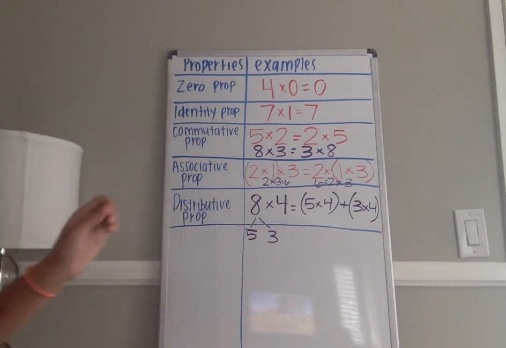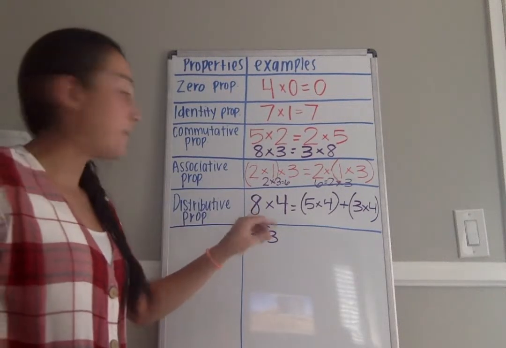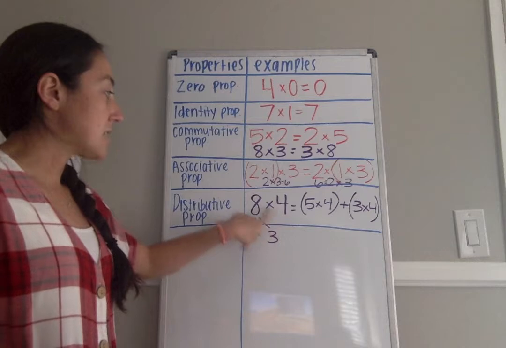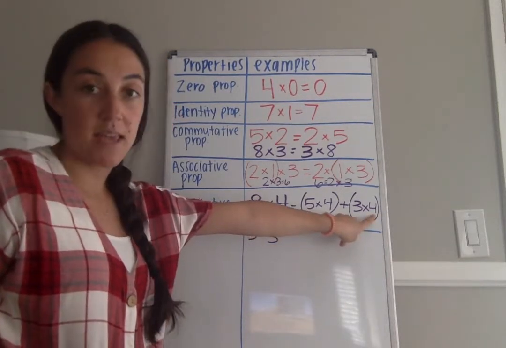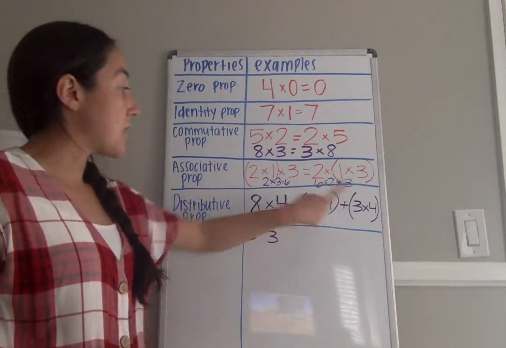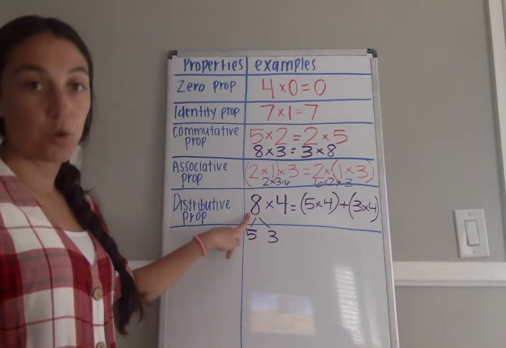So one number in the distributive property always has to stay the same, and it's normally the smaller number. So in this case, 4 was the smaller number out of 8 and 4, so I kept that number the same. 5 plus 3 equals the original number of 8. That is why this equation would work.